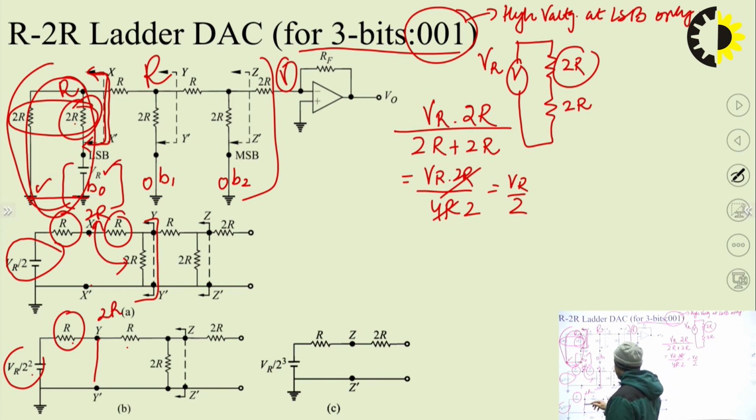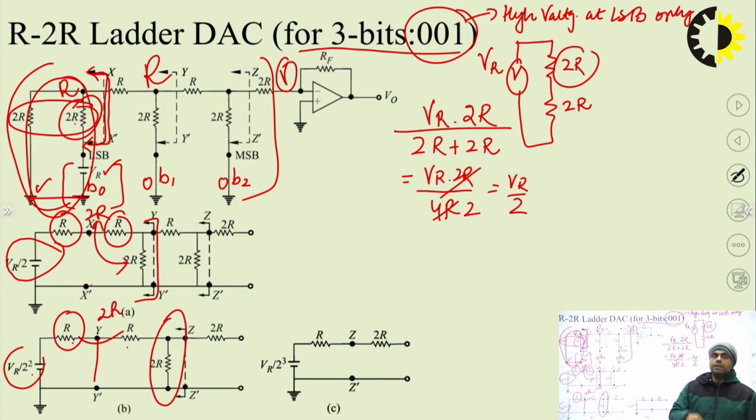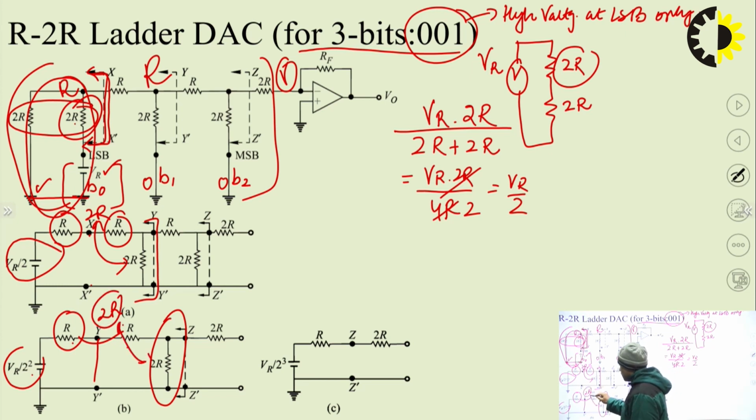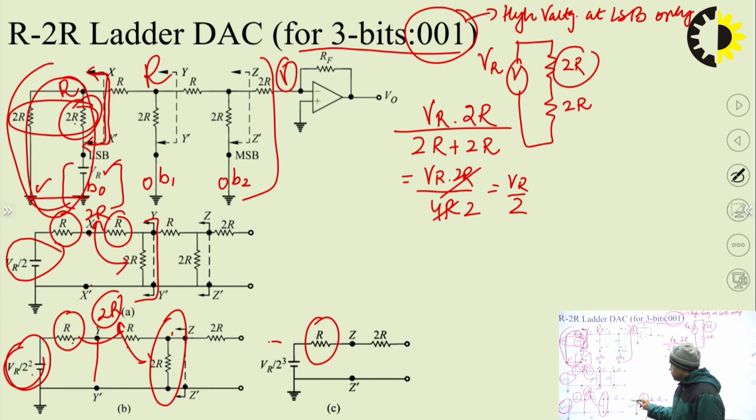And similarly, if we proceed further, there is R and R, these 2 become 2R, and at this ZZ interface, we apply Thevenin's theorem for the third time. You can see that this 2R and this 2R are again in parallel. So effectively at the ZZ interface, again the resistance becomes R, and the voltage is going to be divided one more time. That means it will become VR by 2 cube.